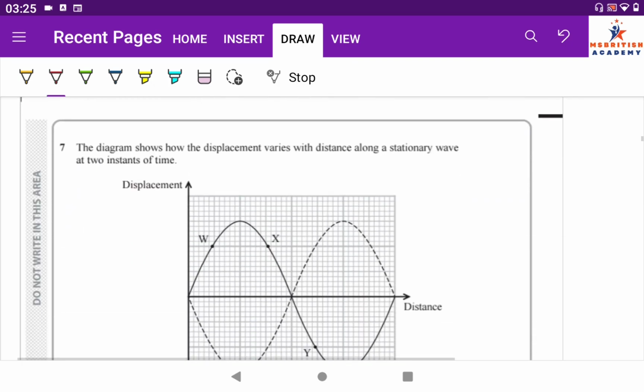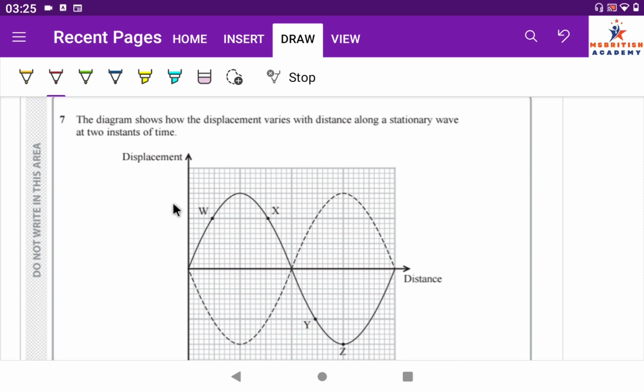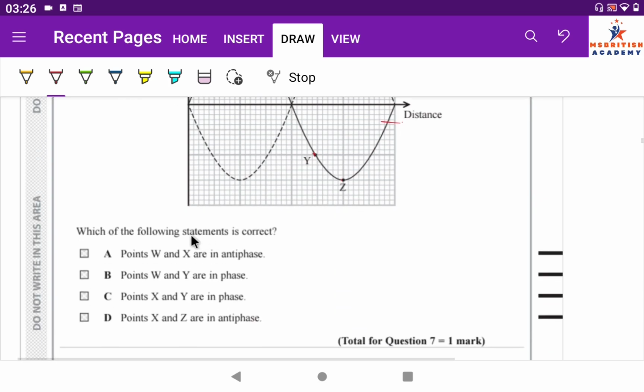Now question number 7. The diagram shows how displacement varies with distance along a stationary wave at two instants of time. This is a displacement versus distance graph. You can see a wave is doing a complete period, up and down, and here are 4 points W, X, Y, Z. Now, which of the following statements is correct?